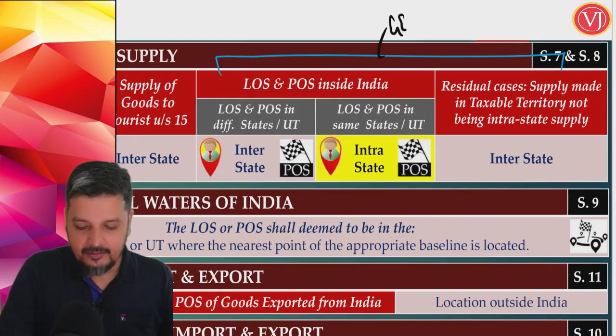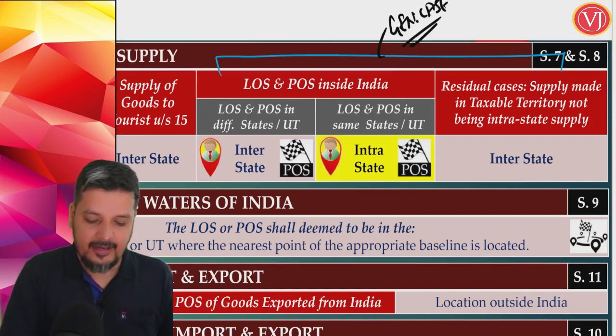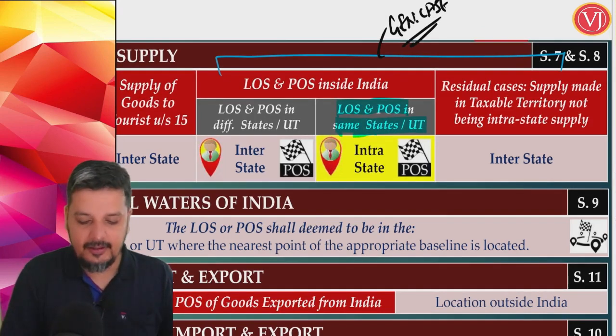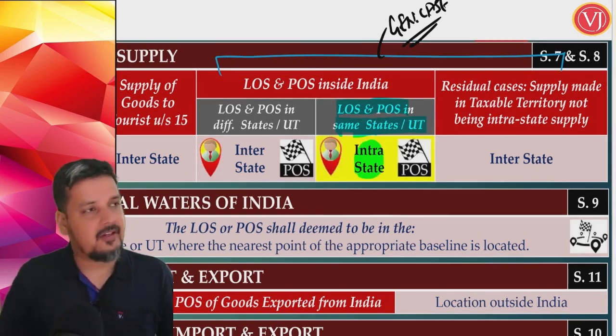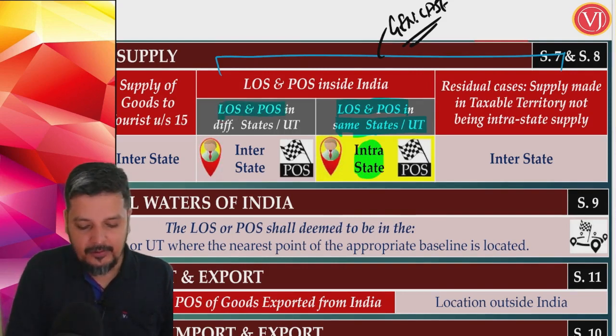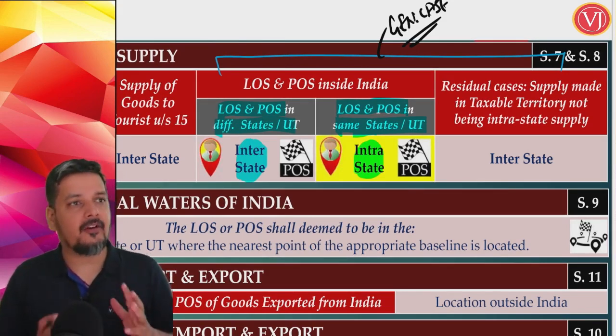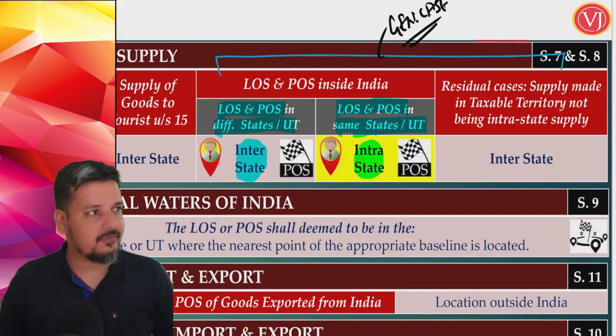General case. If LOS and POS are in the same state, it is intra-state supply. If LOS and POS are in different states, it is interstate supply. Correct? This is the general part of the answer, not the exception.